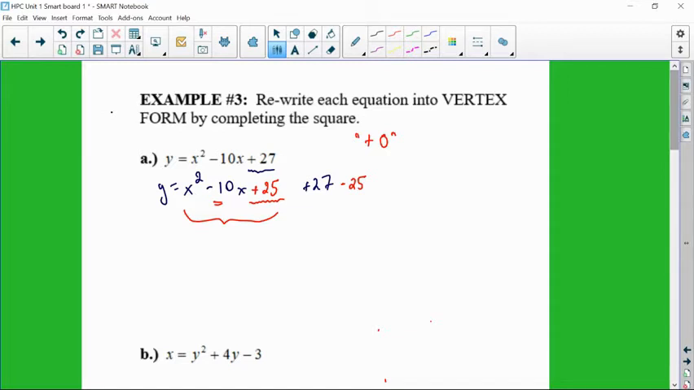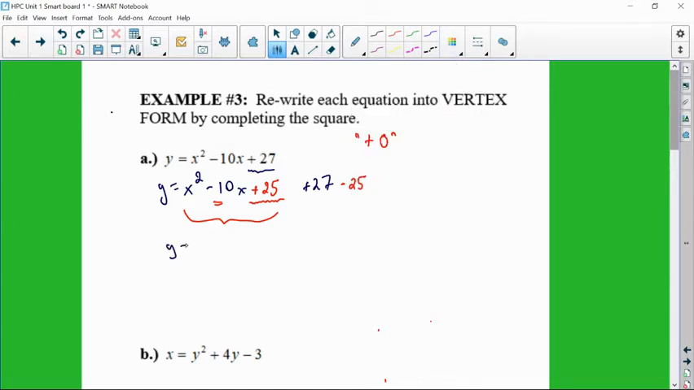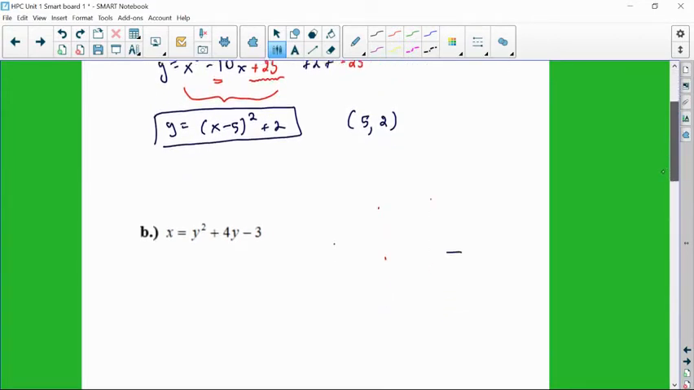Okay, so now I'm going to go back here and factor this. y equals x minus 5 squared, and then 27 minus 25 is 2. So there's my vertex form. And if I had to pick out the vertex, I know that it is (5, 2), which is nice.